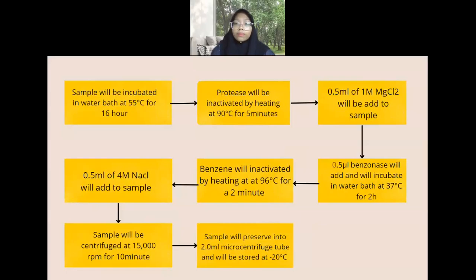And then benzonase will be inactivated by heating at 96 degrees Celsius for 2 minutes, and 0.5 ml of 4 molar NaCl will be added to the sample, and the sample will be centrifuged at 15,000 RPM for 10 minutes. And then the sample will be preserved in a 2 ml microcentrifuge tube and will be stored at negative 20 degrees Celsius until it is used.